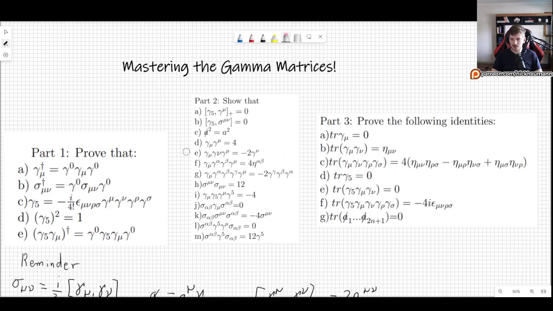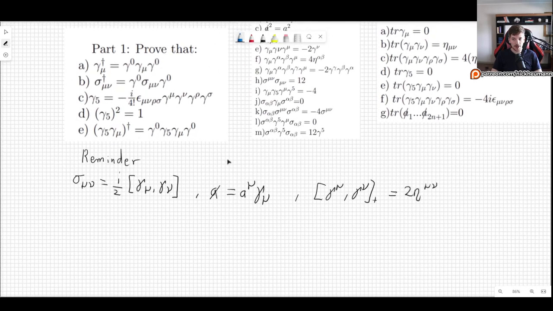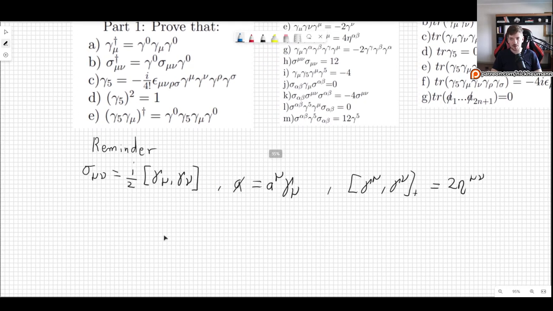So there are three different categories of problems that we will be solving. Let's of course begin with part one. So we will begin with the easiest and then move up.